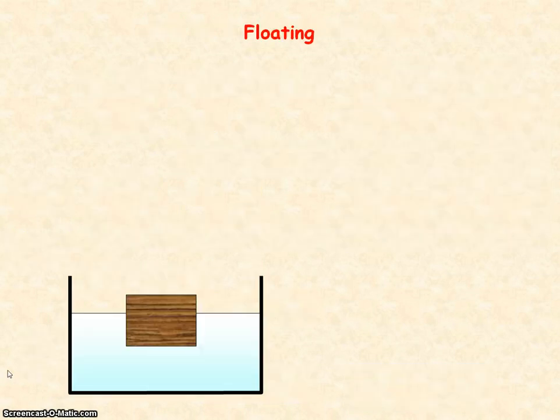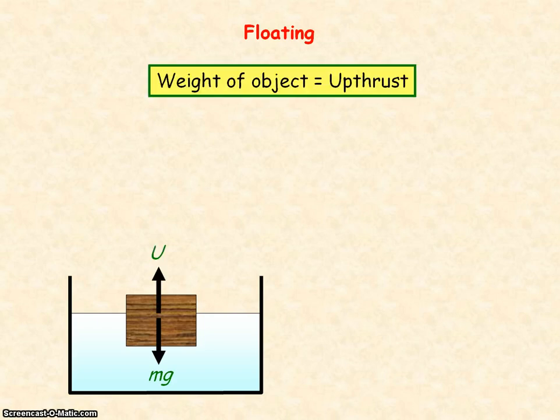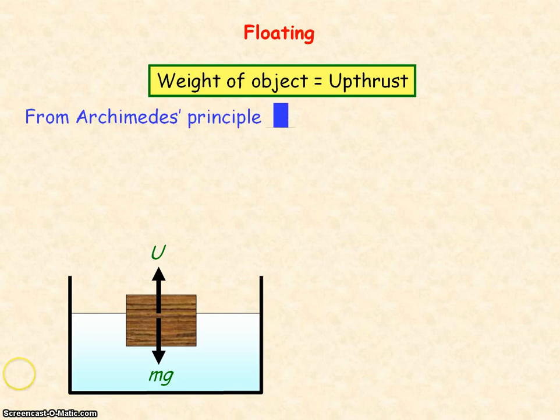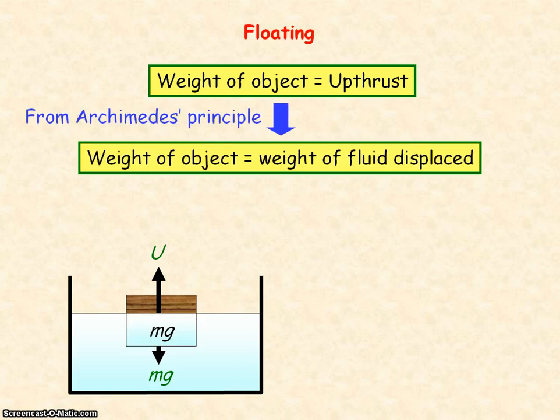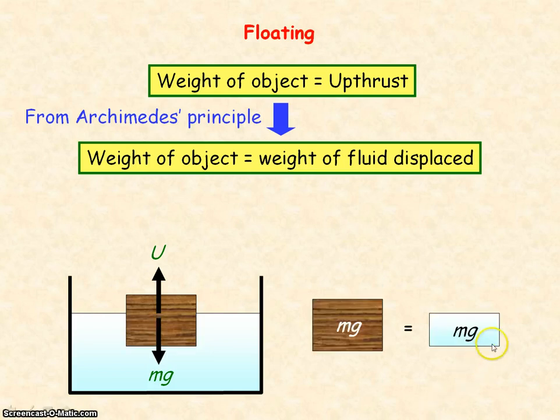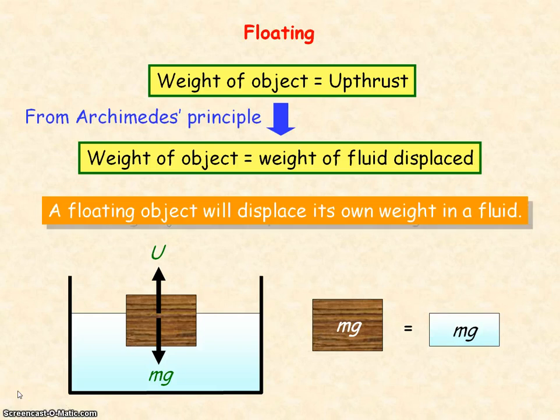For an object that is floating in a fluid, then the weight of the object will equal the upthrust. And from Archimedes' principle then, as upthrust equals the weight of the fluid displaced, then the weight of the object will equal the weight of the fluid displaced. So this is representing the volume of fluid that is displaced by the object, and its weight is equaling the weight of the object. So the law of flotation states that a floating object will displace its own weight in a fluid.